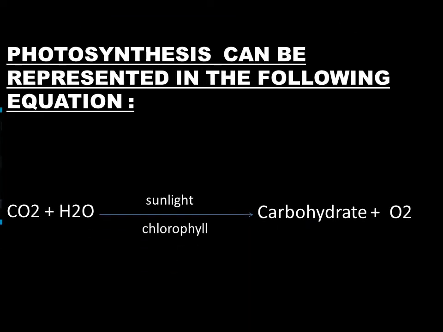Now photosynthesis can be represented in the following equation: CO2 plus H2O, which is carbon dioxide plus water, with the help of sunlight and chlorophyll makes carbohydrates plus oxygen.